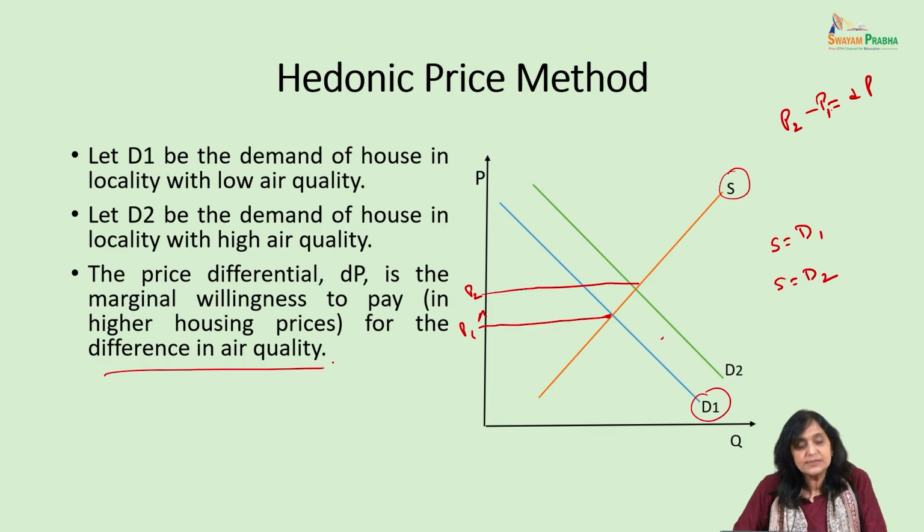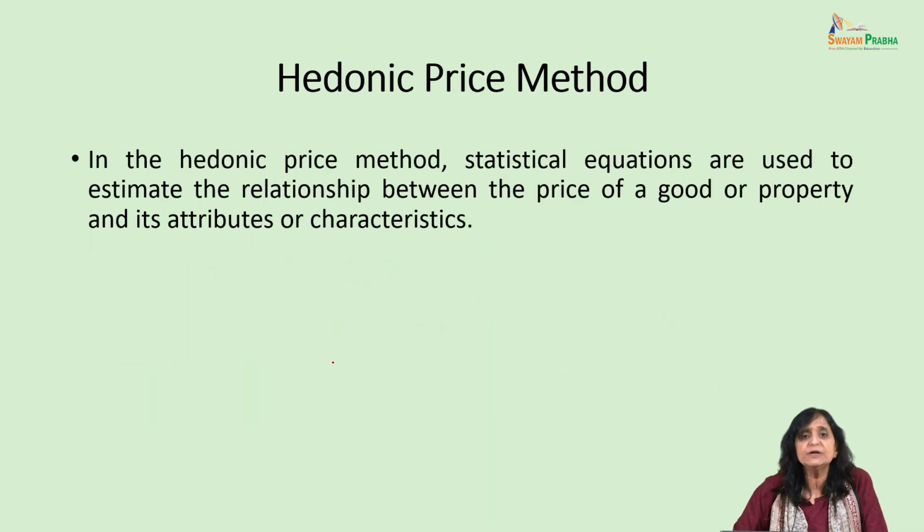quality. Okay, so it's a very simple explanation, but this particular technique of hedonic price methods uses certain econometrics and statistical techniques to derive these values. We will be seeing that in this lecture as well. So as I just said, in the hedonic price methods, statistical equations are used to estimate the relationship between the price of the good or property and its attributes or characteristics. That is, we will be using a mathematical or statistical equation to estimate how the price of the housing changes if there is a change in the attributes of these houses.